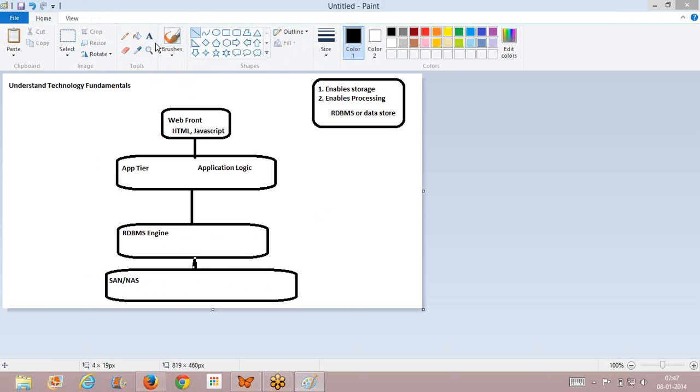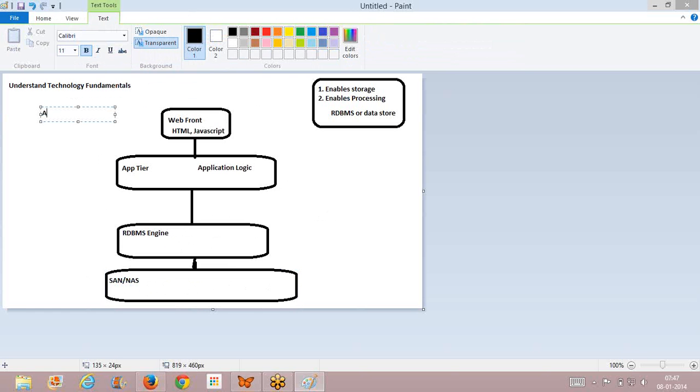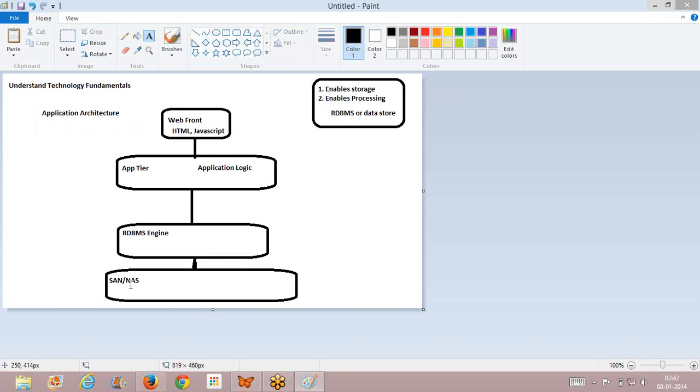So this is the typical application architecture. Any questions on this architecture? This is what is happening today. What we usually miss out is this last part. We assume that the database is storing all the data locally. Most of the time it is not. As volume increases, we store the data in SAN or NAS. And this is usually stored on a different machine. It may have very high bandwidth, but it is stored separately.